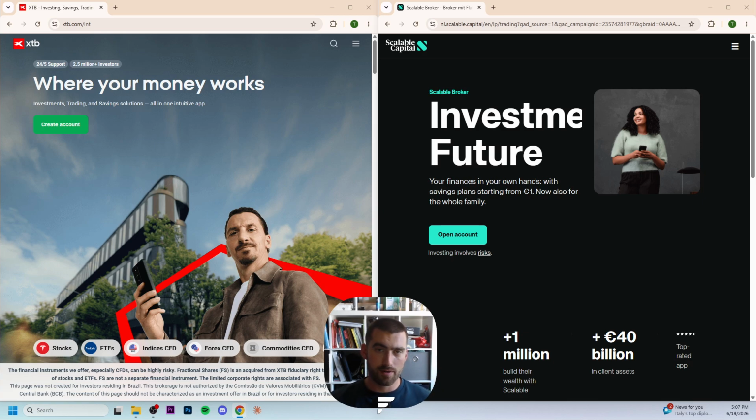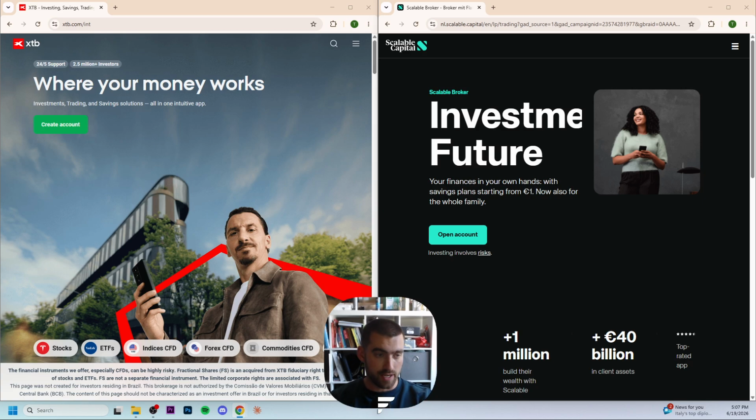So let's start right here with the main focus. XTB is a CFD and stock investing platform. If you look at Scalable Capital, it's more a long-term investing and ETF focused brokerage. XTB is the best for active traders and CFD users, and Scalable Capital is the best for long-term ETF investors.